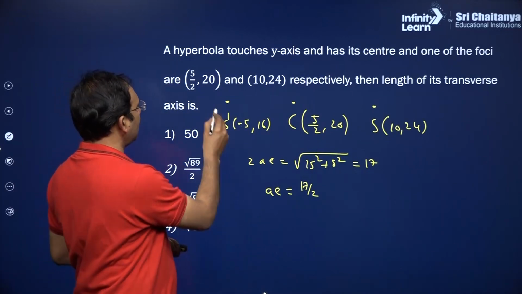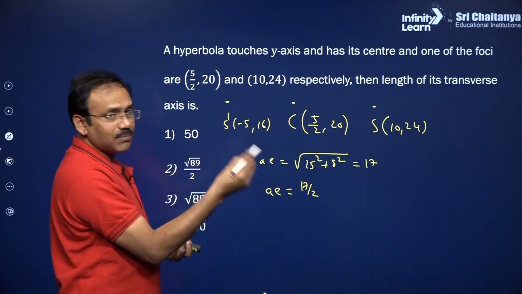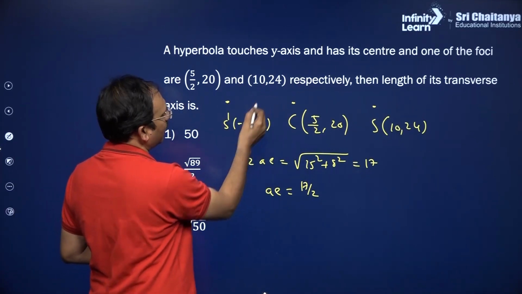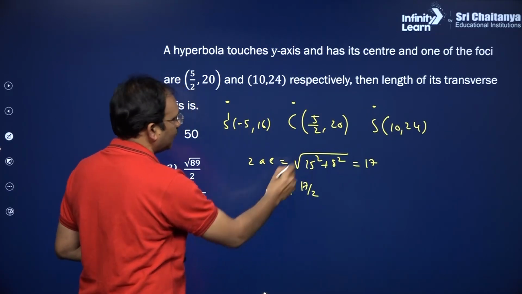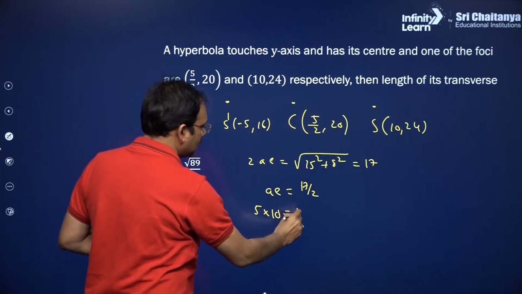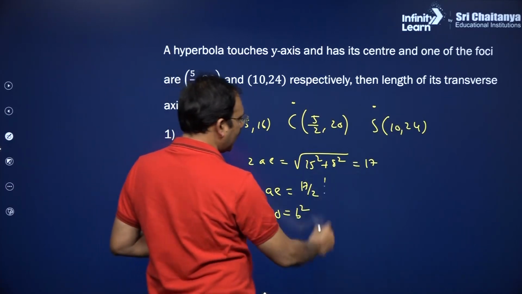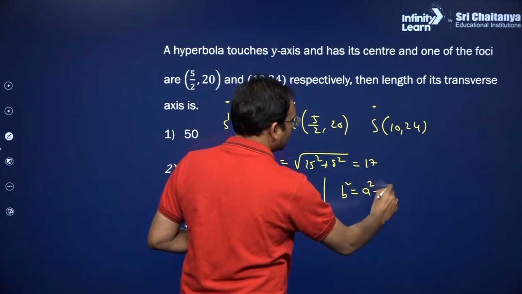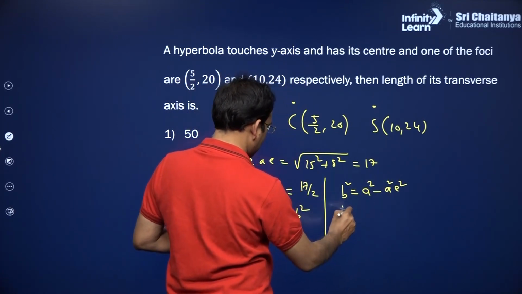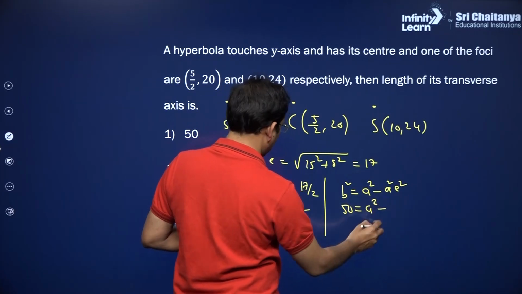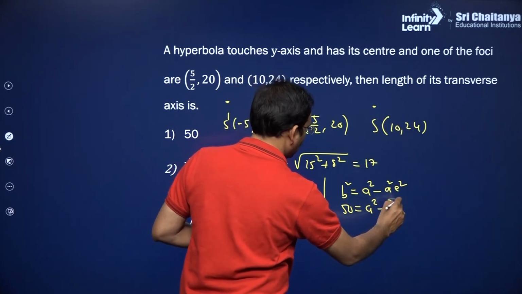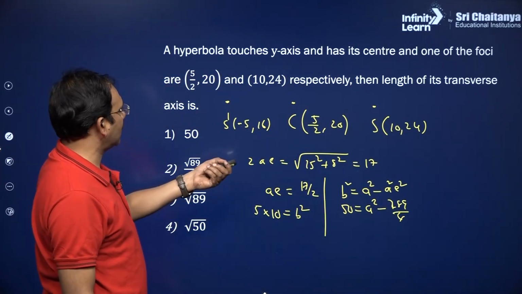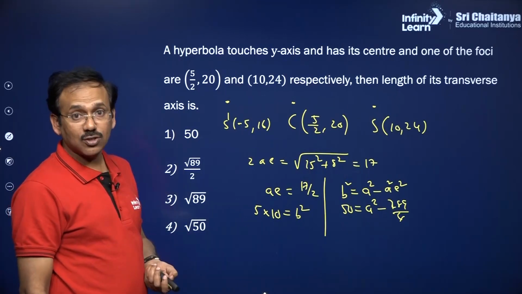Moreover, the perpendicular distance from the two foci onto some tangent is b², my dear friends. So this focus to the y axis perpendicular distance is |x1| = 5, and this perpendicular distance is 10, and the product is equal to b², my dear friends. For a hyperbola, b² = a²(e² - 1), that is a²e² - a². So b² is 50, my dear friends, a² is not known, a²e² is 289/4, from which you will get a. He wants in fact the length of the transverse axis, that is 2a he wants.